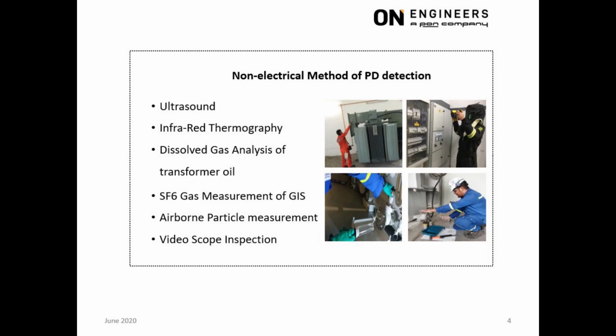We use a video scope to see behind a protective panel or cable box in AIS and transformers. These non-electrical PD sensors are logical enhancements of our basic senses to detect problems by hearing, seeing, and smelling.